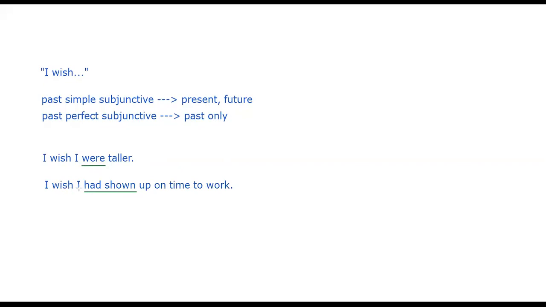So after I wish, if you want to show a past regret, like a past situation, you'd say had and then whatever. So had shown. But if it's a present situation, a present regret, I wish I were taller because again, you're not tall right now, then you would use were. So that's really the difference between these two after wish. And of course, these have an implied that. You don't have to put the that in there, but you can if you want to. But again, it's not really necessary.